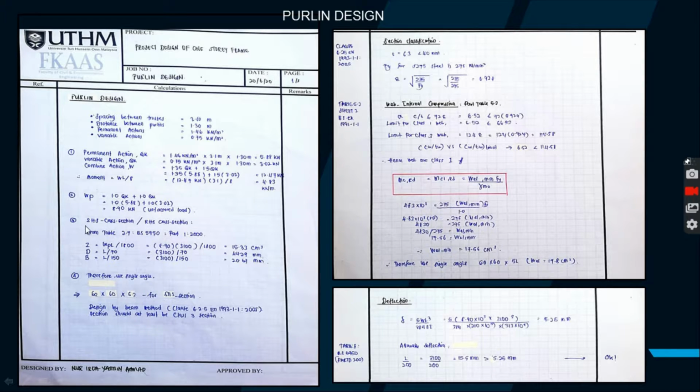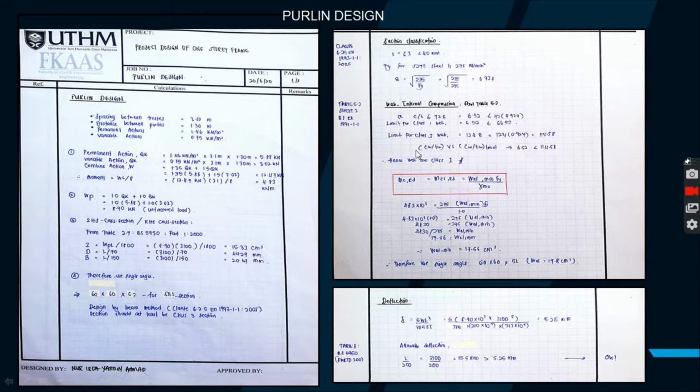Okay, so from Table 2.7 of BS 5950 Part 1 2000, use all the formulas Z, D, V and find the answer. Using this formula, we got for the Z 15.33 centimeter cube, for D 54.29 millimeter, and for the B 20.97 millimeter. Therefore, use the single angle 60 by 60 by 6.3 SHS section.